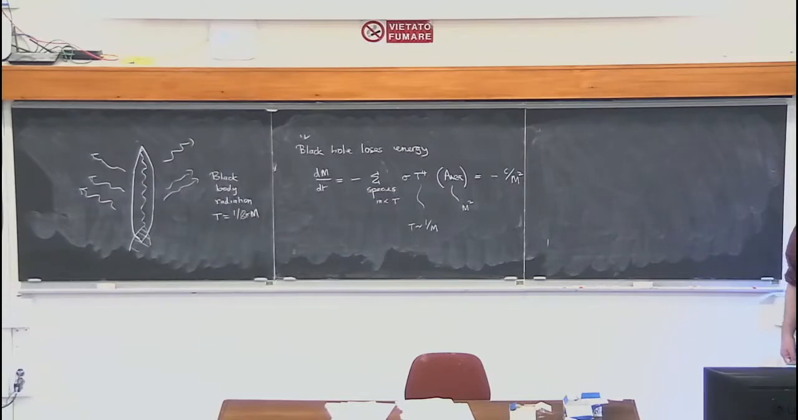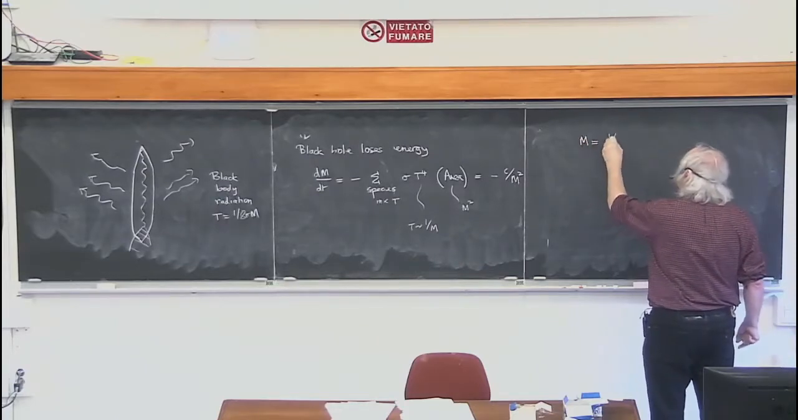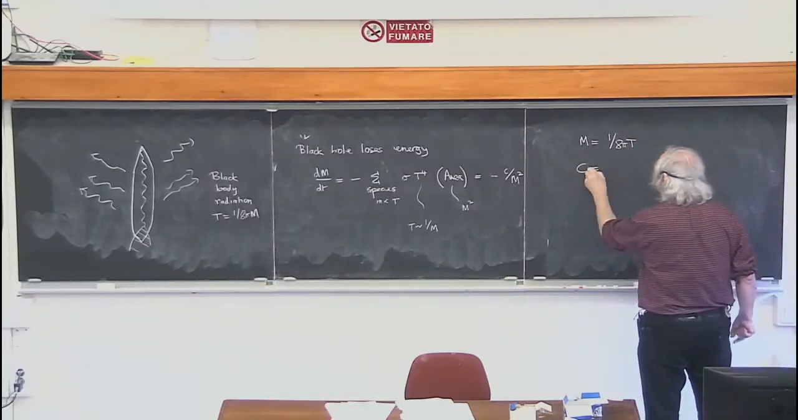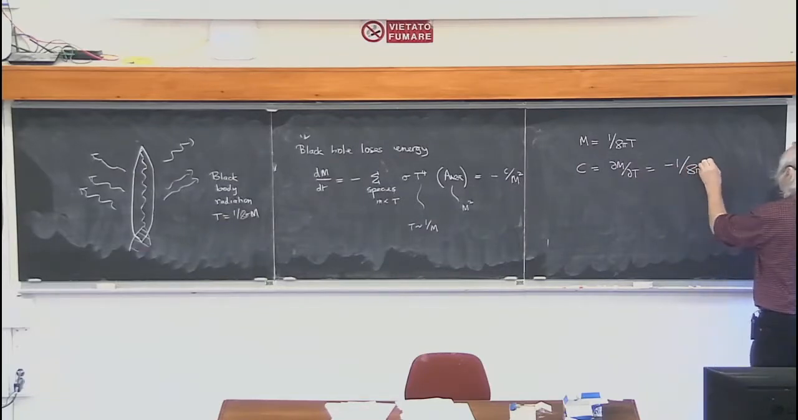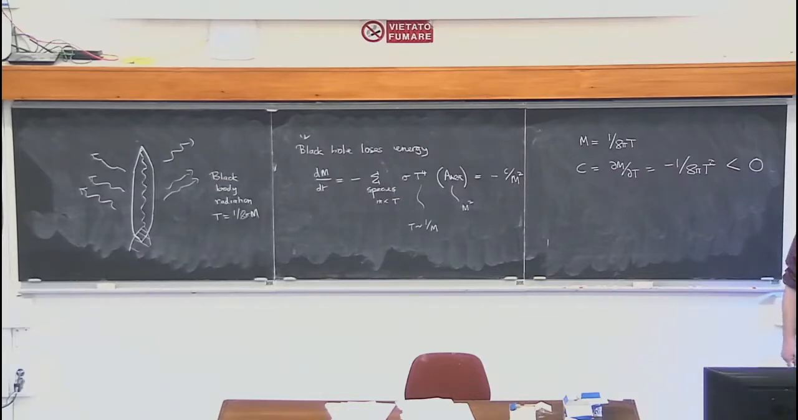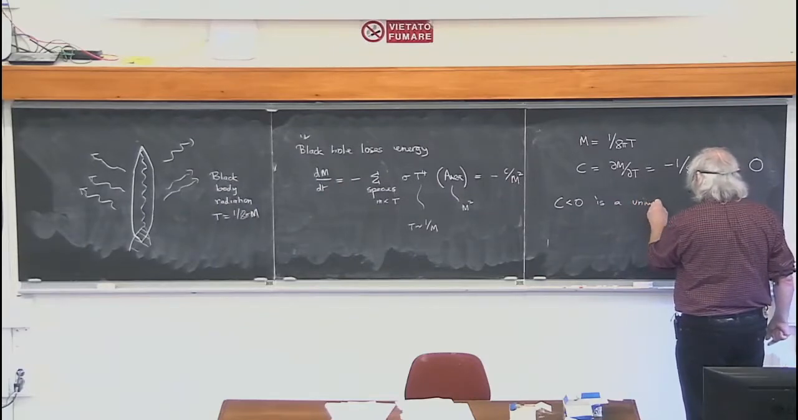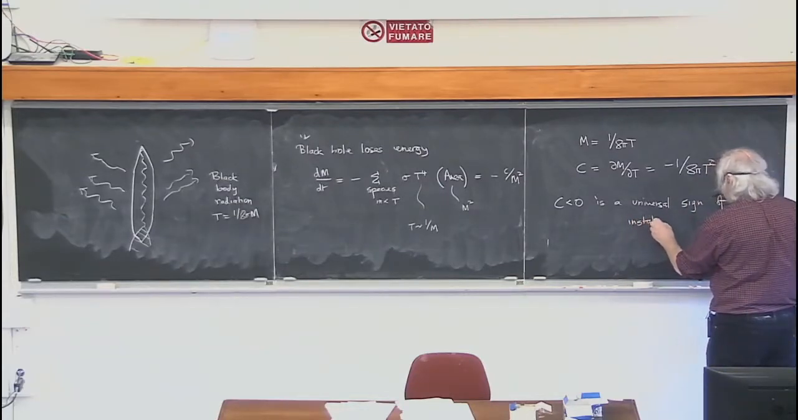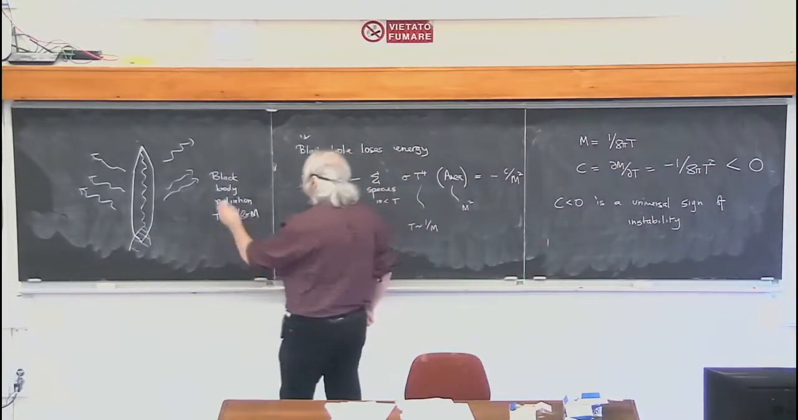This reflects the universal instability of self-gravitating systems. Remember that the mass is equal to 1 over 8 pi times the temperature. So if I calculate the specific heat, that's dm dt, I will discover that it is negative, and that's a sign of instability. The instability is due to production of radiation. The black body radiation that is produced is sometimes called Hawking radiation.